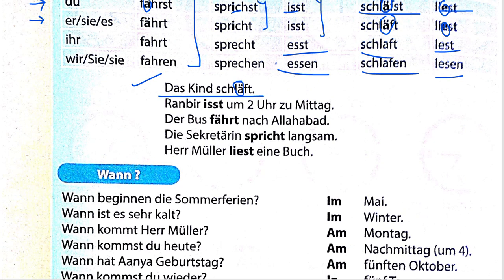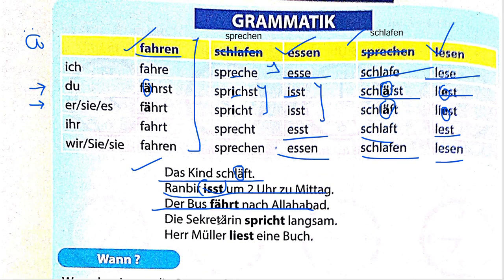So here you can see schläft for er/sie/es is being used. Ranbir isst um 2 Uhr zu Mittag. Ranbir eats his lunch at 2 o'clock. So here you can see isst for er/sie/es is being used. Der Bus fährt nach Allahabad. So here you can see fährt for er/sie/es is being used. Die Sekretärin spricht langsam. The secretary speaks slowly. So here also sprechen, spricht has come for er/sie/es.